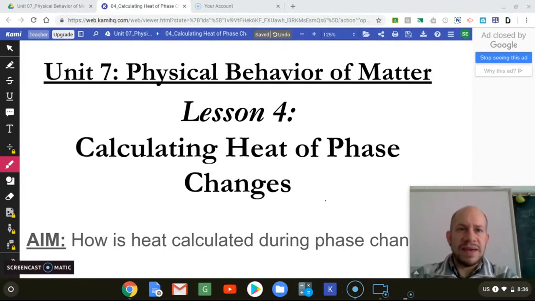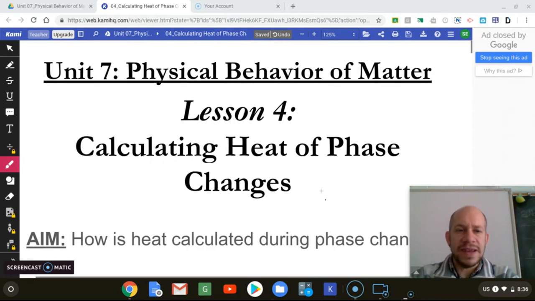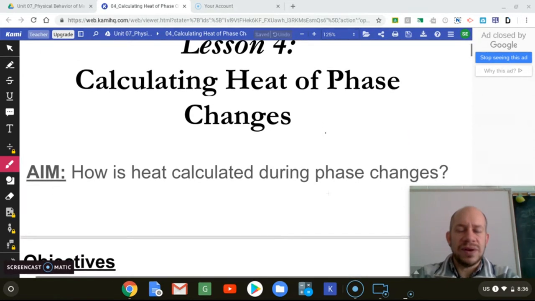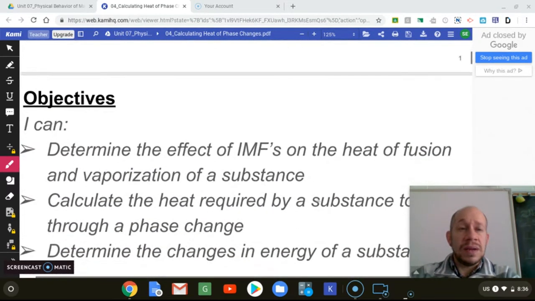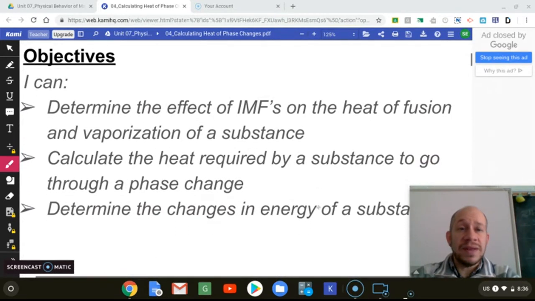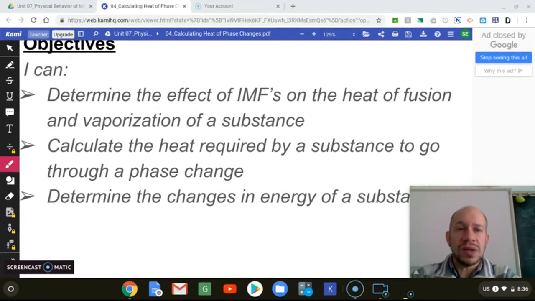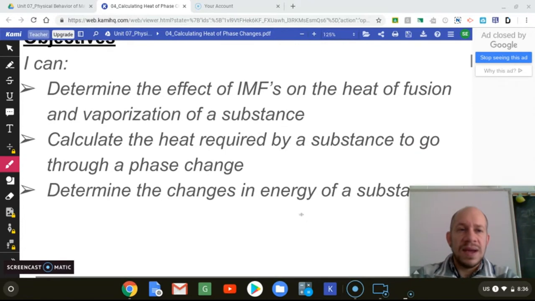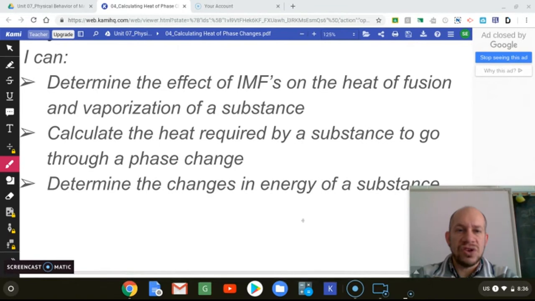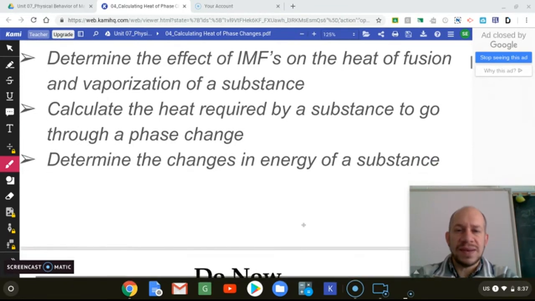This is Unit 7, Physical Behavior of Matter. Lesson 4, Calculating Heat of Phase Changes. How is heat calculated during phase changes? The objectives of this lesson: I can determine the effect of IMFs on the heat of fusion and vaporization of a substance. I can calculate the heat required by a substance to go through a phase change, and I can determine the changes in energy of a substance.